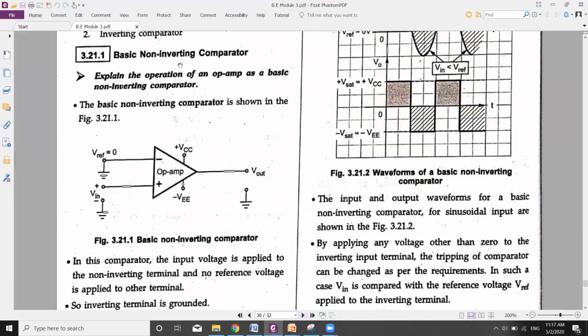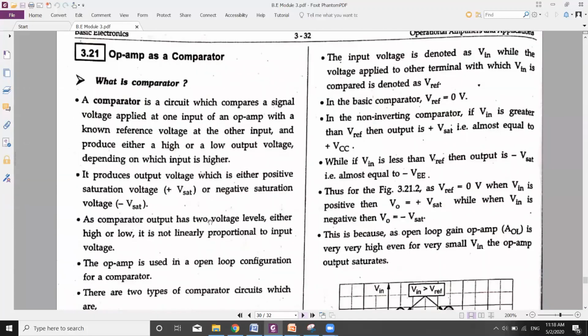So first let us discuss the non-inverting comparator, in which the input is given to the non-inverting terminal and the reference voltage with which you want to compare the input voltage is given to the inverting terminal. Just notice there is no feedback path present here. The input is denoted as V in, and the voltage with which you want to compare it is called the reference voltage. In the basic comparator that we are considering for our discussion, we are taking that reference voltage as 0.